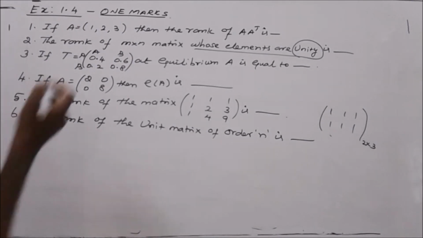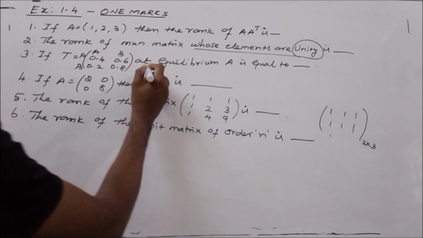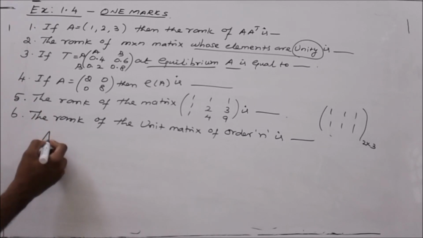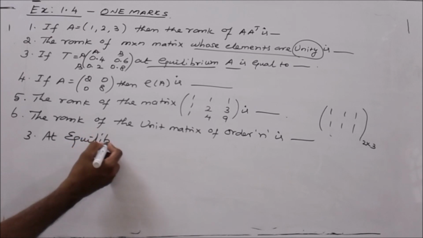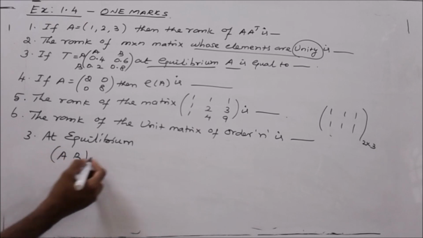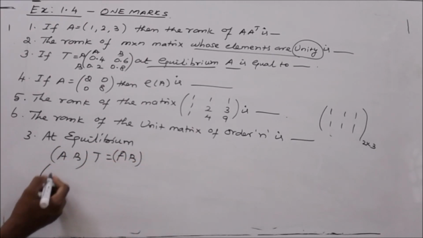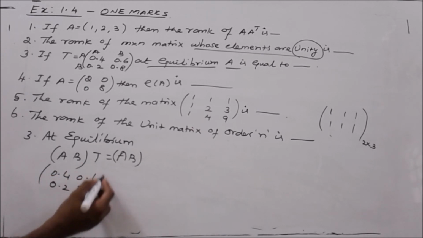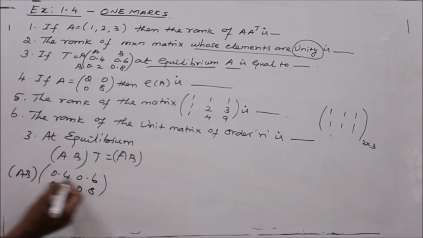The given transition probability matrix is 0.4, 0.6, 0.2, 0.8. At equilibrium, A is equal to dash. So, at equilibrium, we have AB into the transition matrix is equal to AB. That is, AB into 0.4, 0.6, 0.2, 0.8 equal to AB.